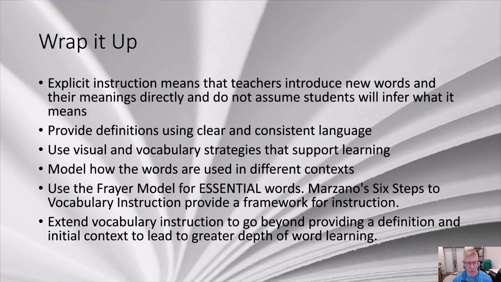Then we start to shift the responsibility towards them by allowing them to use visual and vocabulary strategies. Model how the words can be used in different contexts, like I did with that word embark. Use the Frayer model. We have to use the Frayer model for essential words. Our students are becoming experts on the Frayer model. Then support those with Marzano's 6 steps, providing a framework for instruction. Extend the vocabulary instruction to go beyond providing a definition. Use it through the initial context to lead to a greater depth of word learning.